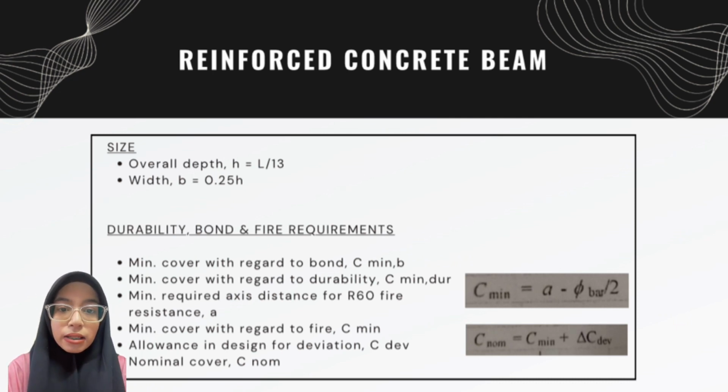Next, determine the minimum cover with regard to bond c min,b, minimum cover with regard to durability c min,dur, and minimum required axis distance for fire resistance a. Min cover with regard to fire c min. These are all gotten from the table of requirements following the specifications of each beam. Allowance in design for deviation, c dev, used is standard of 10. Finally, we can get the nominal cover c nom using the formula c min plus c dev.